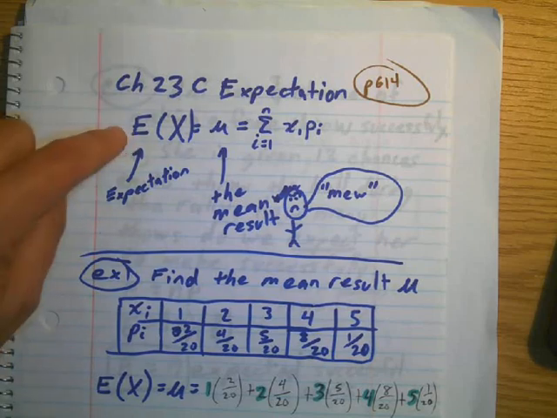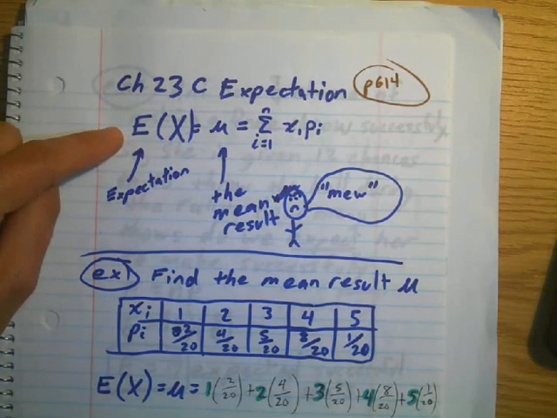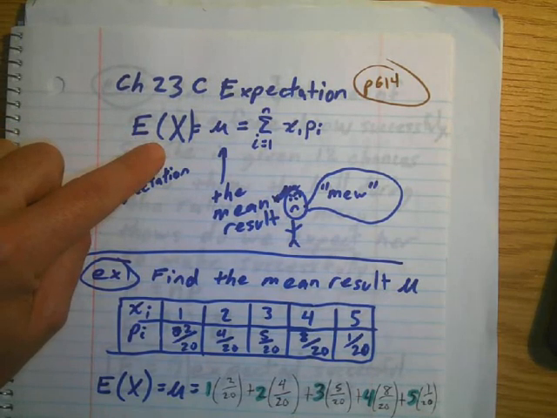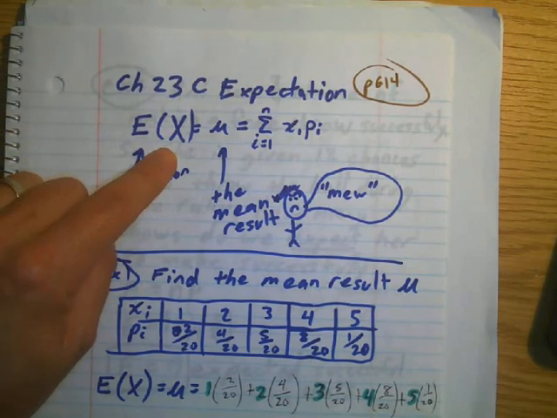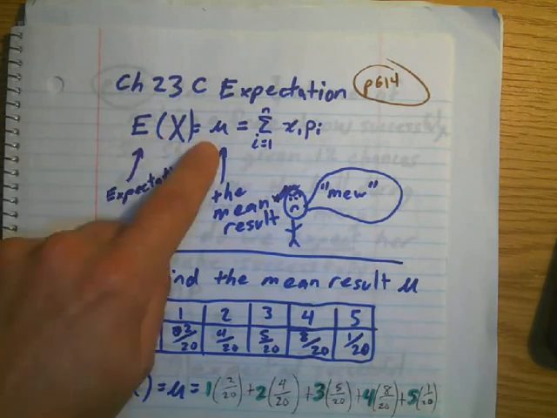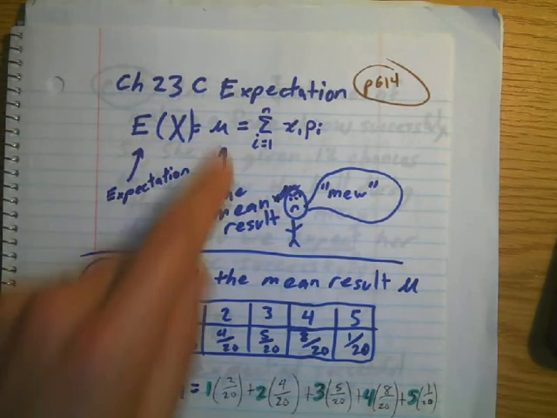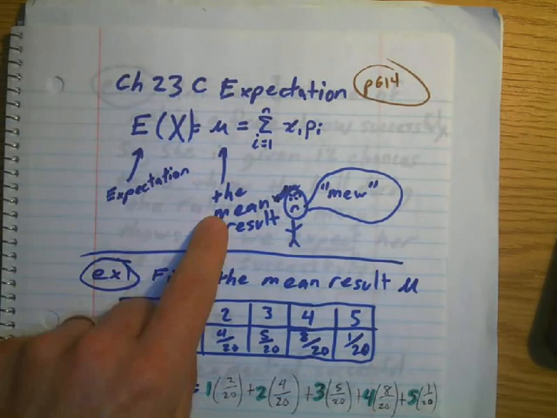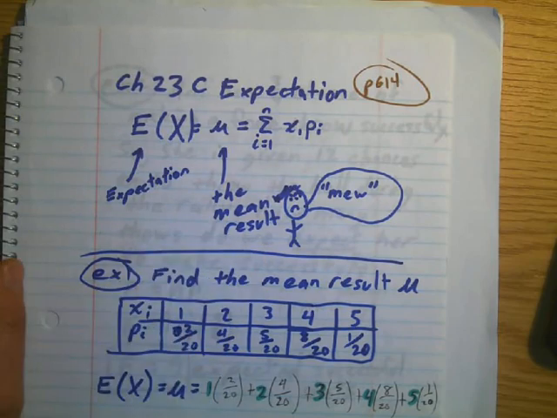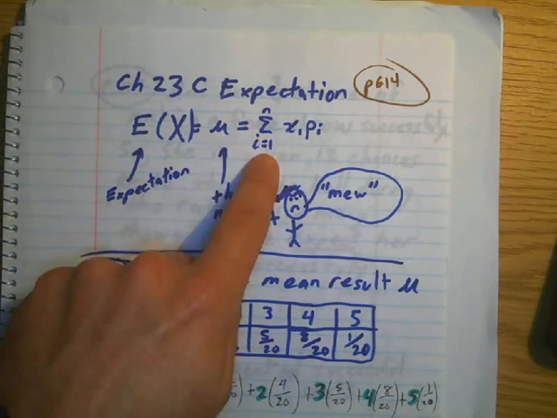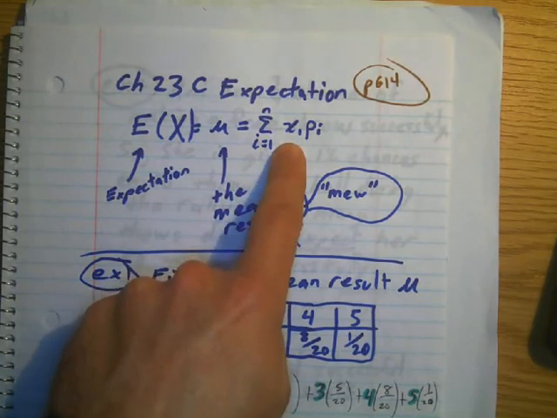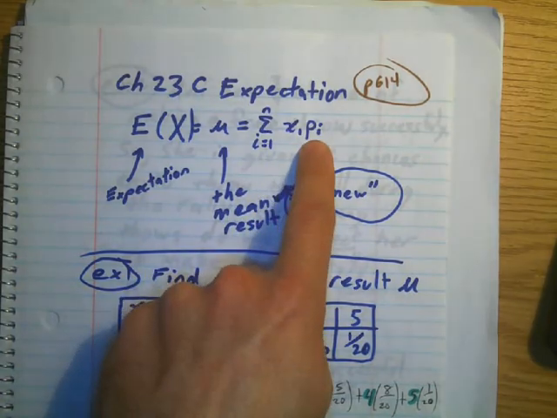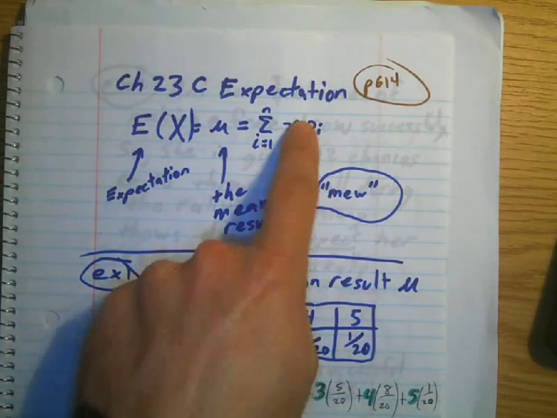So they use the capital E for expectation, capital X, that is, this is the discrete random variable that we're expecting to get. Mu is the mean result. And the mean result is equal to the sum of all the values that we expect to get times the probability. Now I'm going to explain how this works right now in this example.